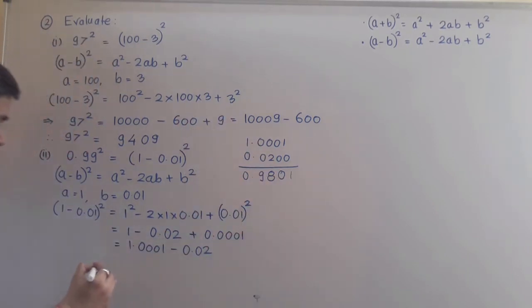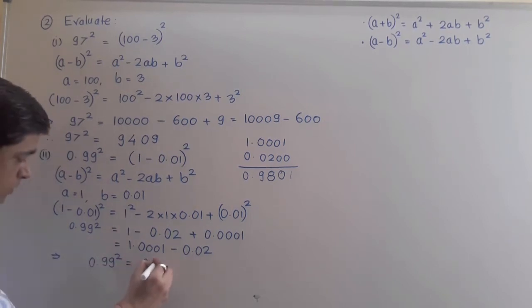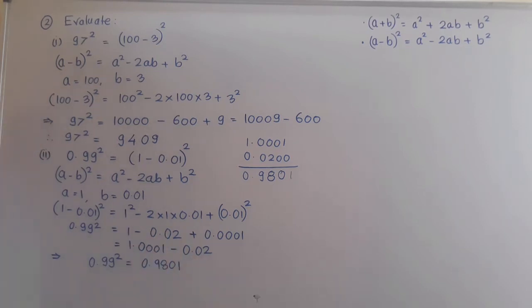So according to me, the answer is coming here: 1 minus 0.01 has become 0.99, whole square. So I can say that 0.99 square is equal to 0.9801. This should be the answer. Okay, now we are going to start the third question.